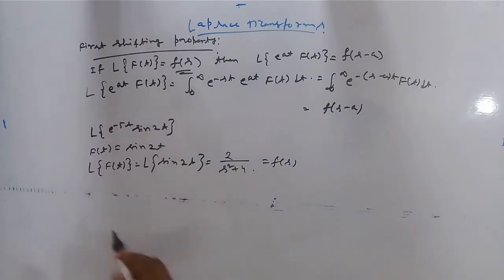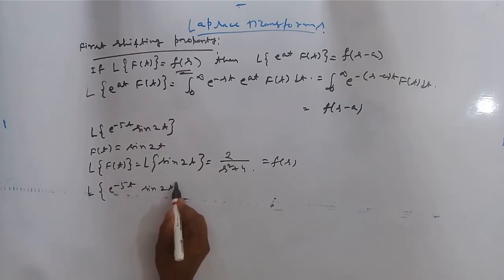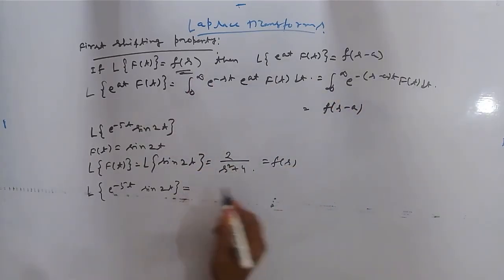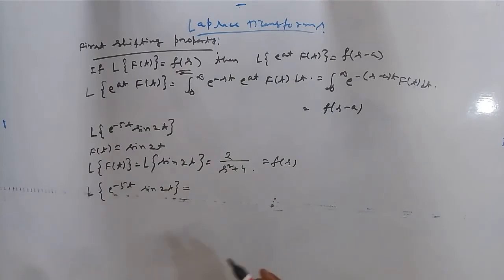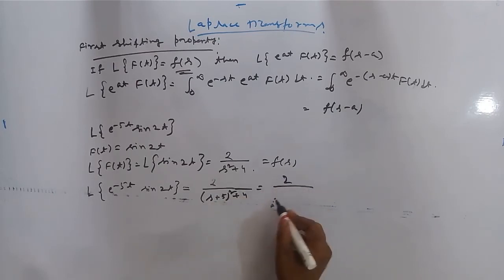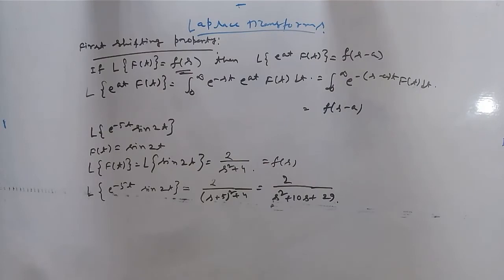Now this sine 2t has been multiplied by e to the power at, that is e to the power minus 5t. So what will be the result of Laplace transform? It will be F of s minus a instead of F(s). So here our F(s) is 2 by s square plus 4, and a is minus 5, the coefficient of t in the exponential function. So it will be 2 by (s plus 5) whole square plus 4, and after simplifying this will be s square plus 10s plus 25 plus 4, 29. So this is the result of Laplace transform of e to the power minus 5t into sine 2t. So this was an example of first shifting property.